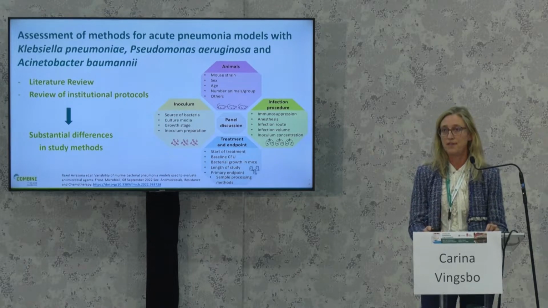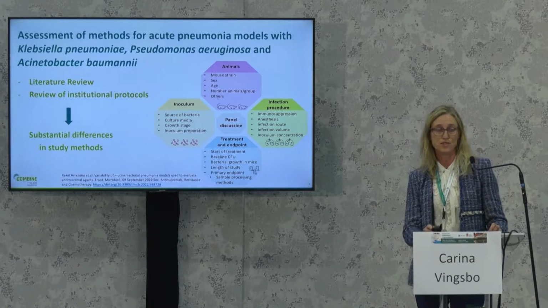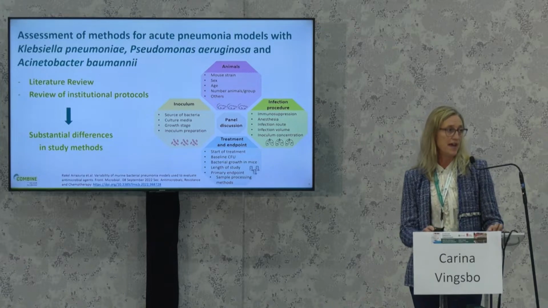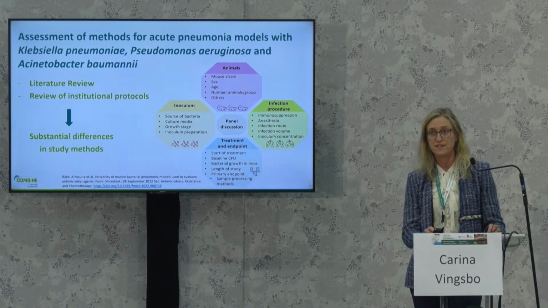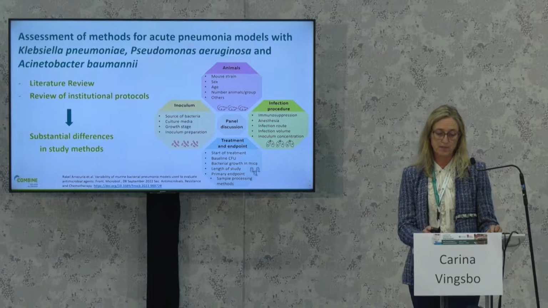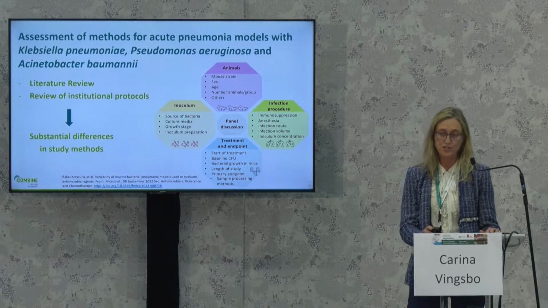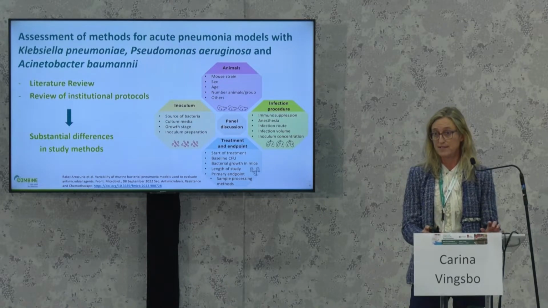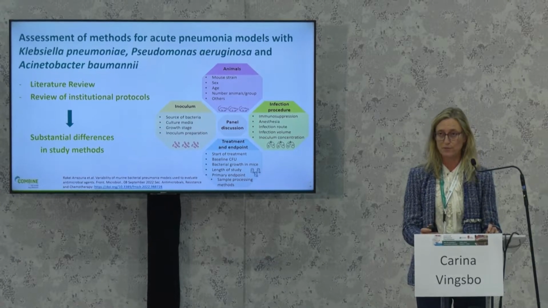So first, when we assessed the methods for acute pneumonia models with Klebsiella pneumoniae, Pseudomonas aeruginosa, and Acinetobacter baumannii, in the literature and in the institutional protocols that we received, we observed a substantial difference in the study methods used. Both in terms of animals used for the models, selection of strains for the inoculum, and how you perform the inoculation procedure, and also how you treat the mice and the endpoints. And if you want to know more about this literature search, we recently published a paper that you can see at the bottom of the slide.